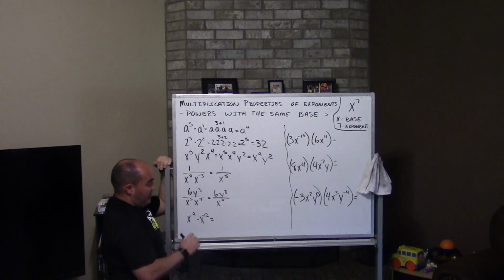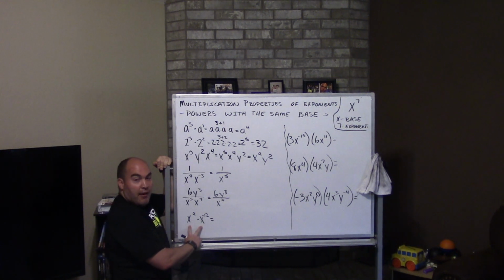Alright? Now, down here, here's another example of, we got to remember what we talked about yesterday. I have x to the 9th times x to the negative 12.